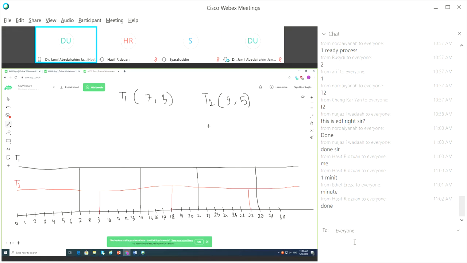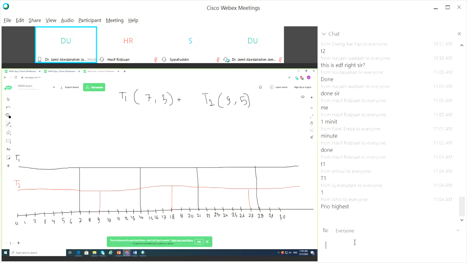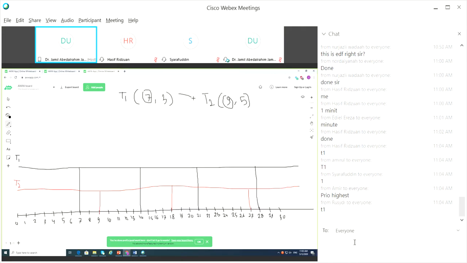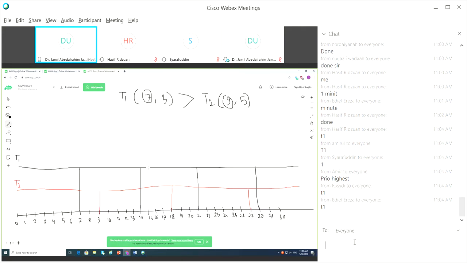To refresh your mind, what is the mechanism for rate monotonic? We need to execute the higher priority. Higher priority means less period. 7 is less than 9, so task 1 has higher priority. We execute task 1 first, 3 units.